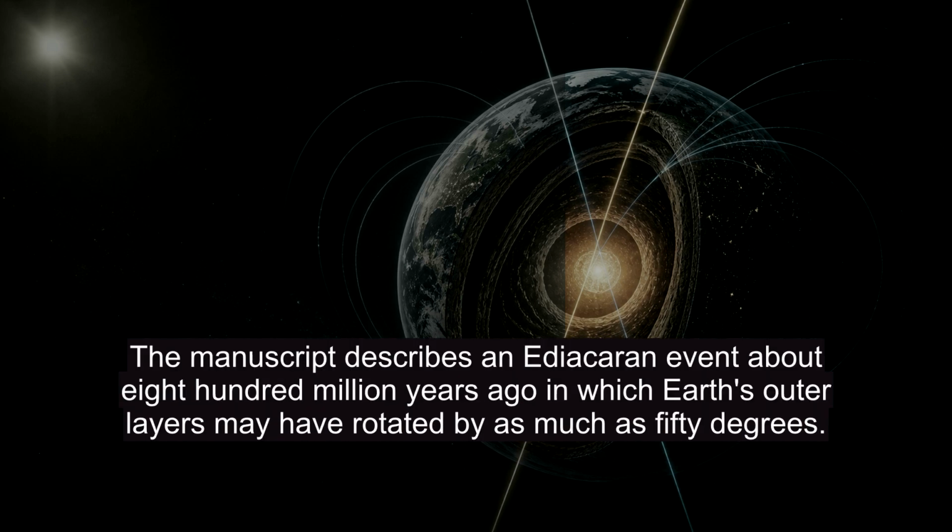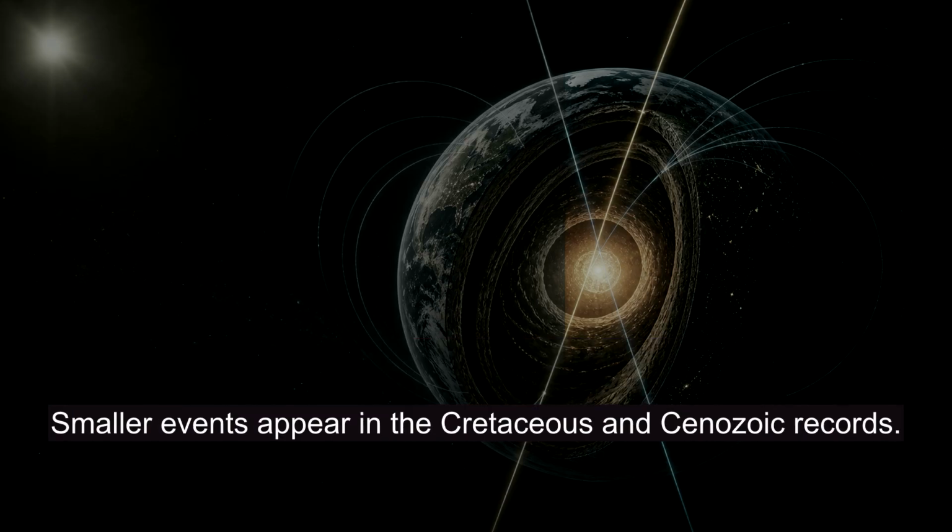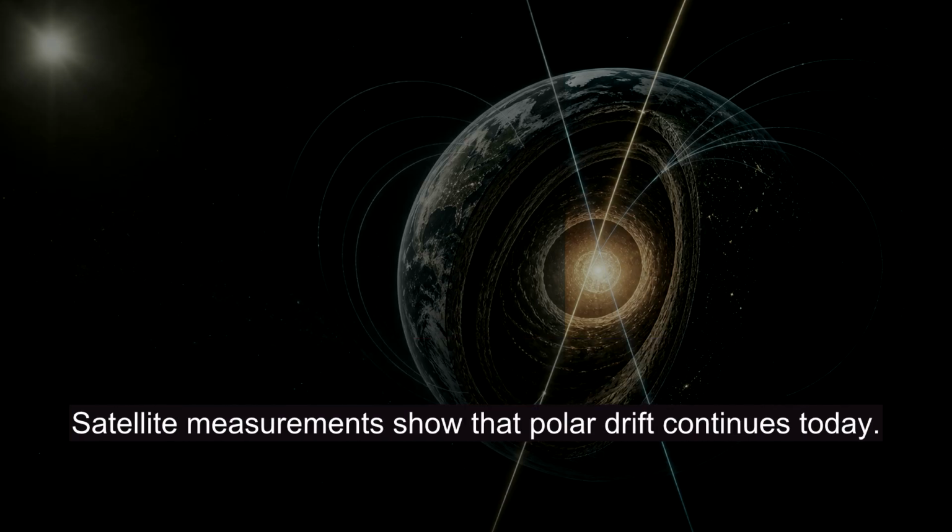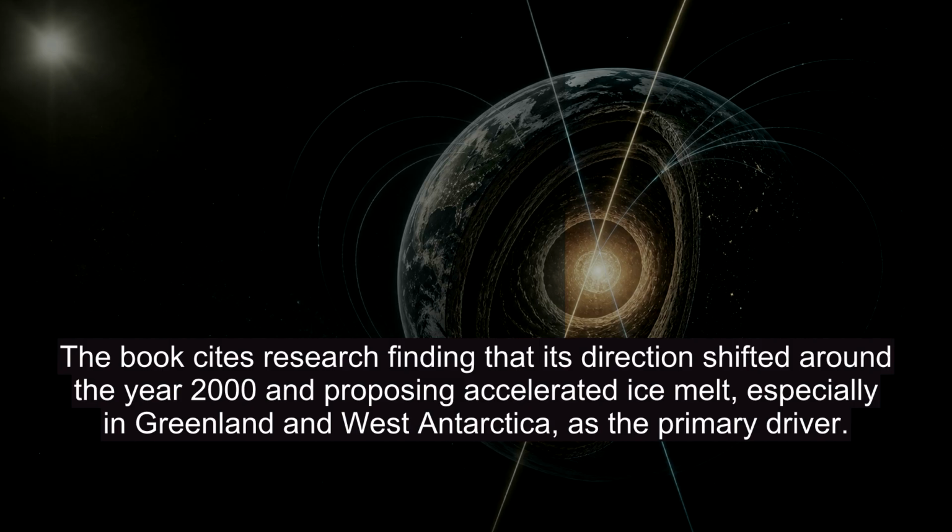The manuscript describes an Ediacaran event about 800 million years ago in which Earth's outer layers may have rotated by as much as 50 degrees. Smaller events appear in the Cretaceous and Cenozoic records. Satellite measurements show that polar drift continues today. The book cites research finding that its direction shifted around the year 2000 and proposing accelerated ice melt, especially in Greenland and West Antarctica, as the primary driver.